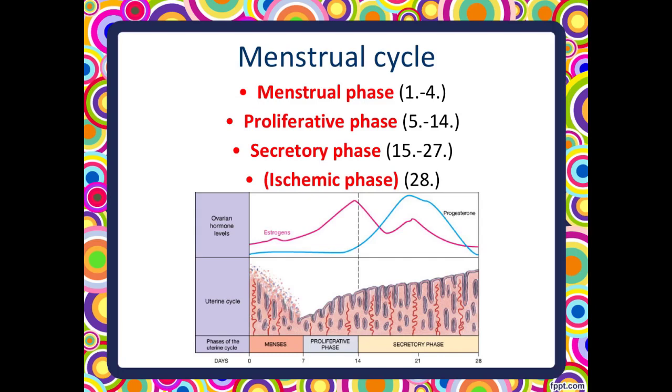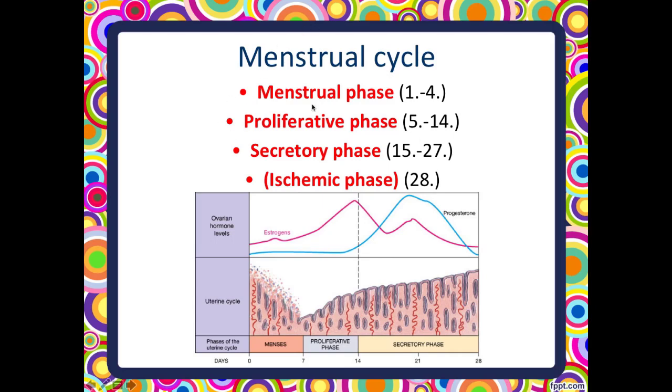Menstrual cycle has four phases. It starts with the first day of menstrual bleeding, and it takes about 4 days of the menstrual bleeding, when the rest of functional layer is sloughed off with the blood.